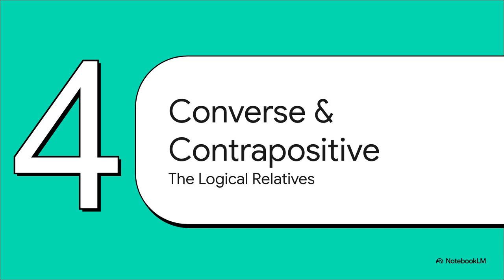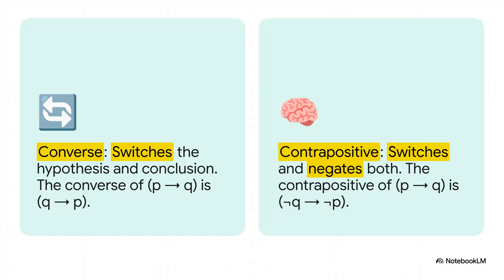We're going to look at how this all connects to two other key concepts, the converse and the contrapositive. Nailing these down is a huge step to mastering logical statements. So the converse is pretty simple. It just flips the original statement. If you have P implies Q, the converse is Q implies P.